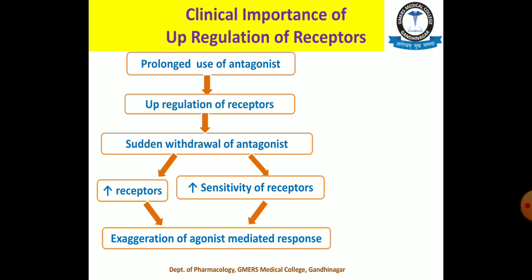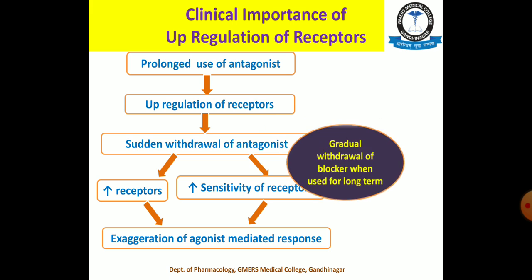So what is the take home message? Should we not use the antagonist for a prolonged period? Or should we not use the antagonist at all? No. There are situations in which you have to use an antagonist. You have to use an antagonist for a longer period of time. But the take home message is, if you are using the antagonist for a longer period of time, and then when you feel that now this antagonist is not required, then there must be gradual withdrawal.